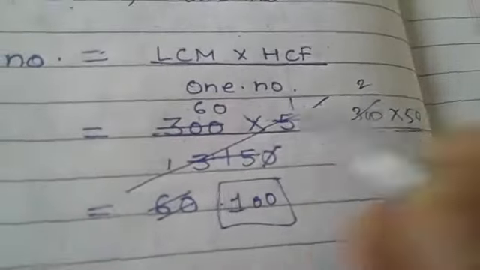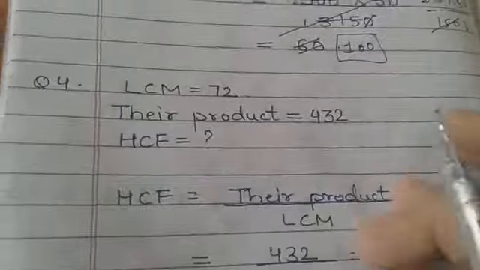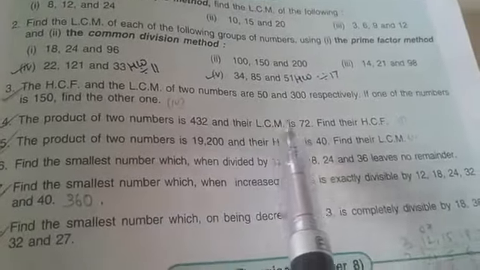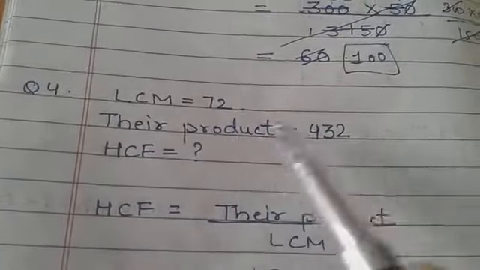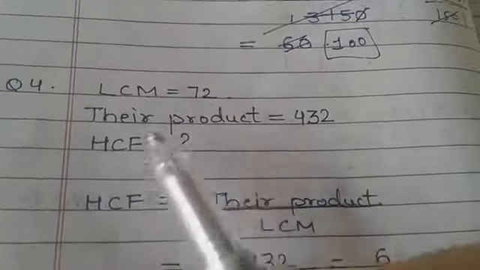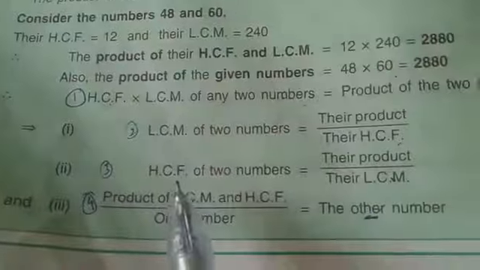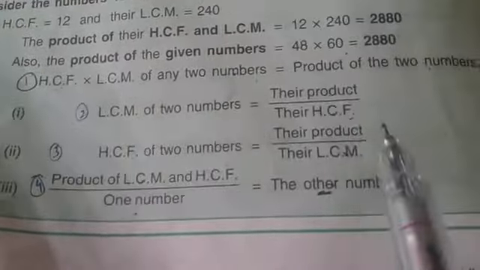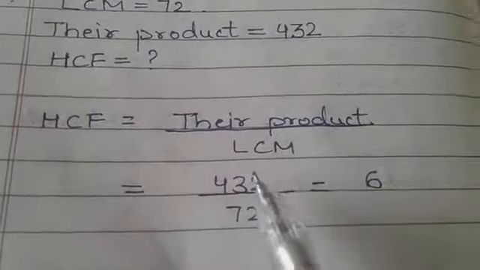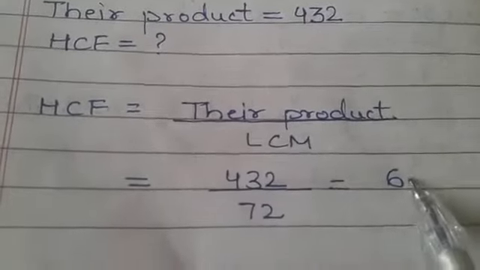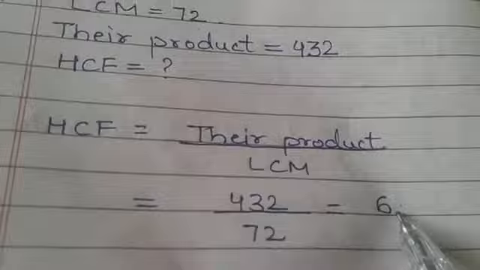Sorry children, please follow this. Now question number 4: the product of two numbers is 432 and their LCM is 72, find their HCF. I have to find HCF, so what is the formula? Their product upon LCM. So HCF is equal to 432 upon 72, which is equal to 6. You just cancel and you get 6. You can directly divide and get the answer.